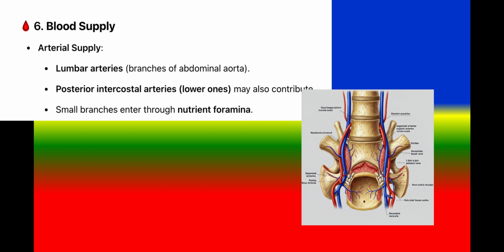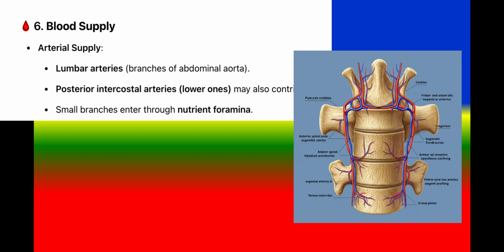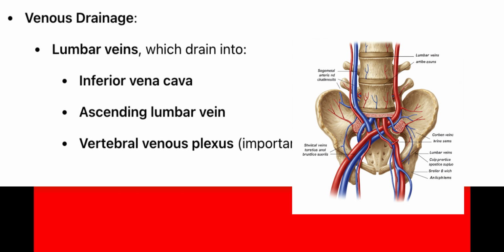6. Blood supply. Arterial supply: lumbar arteries, branches of the abdominal aorta. Posterior intercostal arteries, the lower ones, may also contribute. Small branches enter through nutrient foramina. Venous drainage: lumbar veins, which drain into the inferior vena cava, ascending lumbar vein, and vertebral venous plexus, important for metastatic spread.